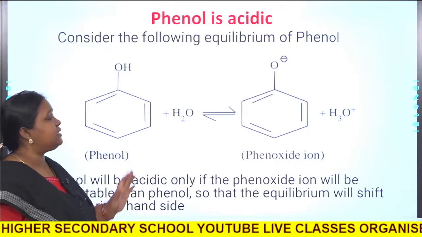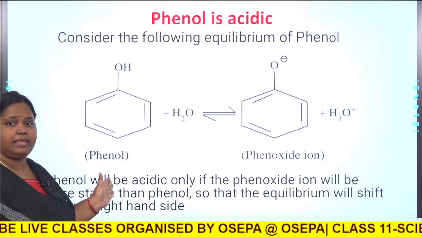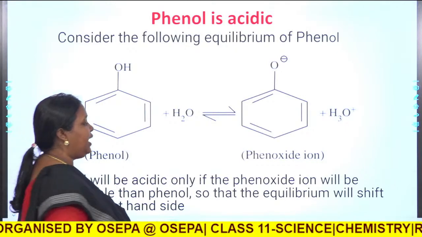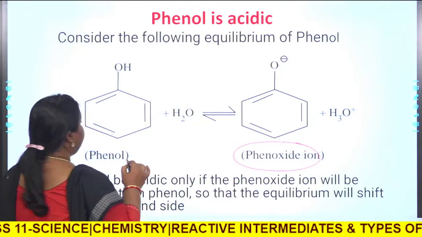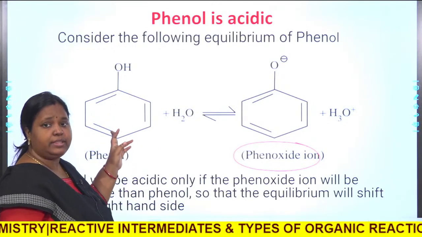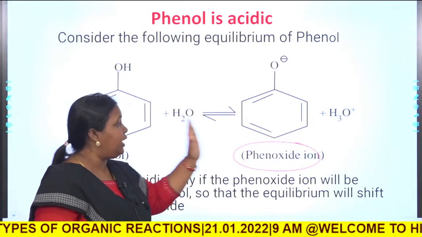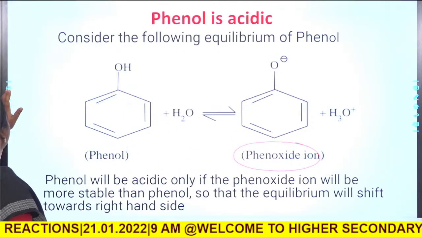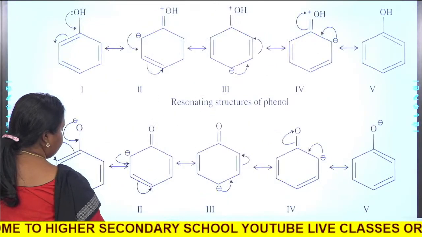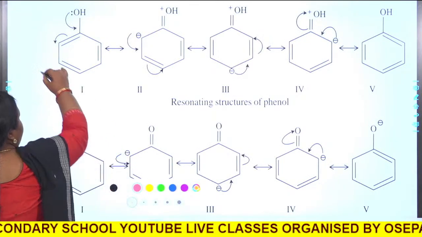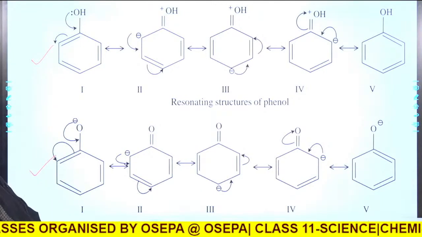So, now let us discuss another case, that is phenol. Why is phenol acidic? The same logic: if we can prove that phenoxide ion is more stable than the phenol, then phenol will be acidic. So, we have to write the resonating structure for phenoxide ion as well as for the phenol. These are the resonating structures for phenol and these are the resonating structures of phenoxide ion.